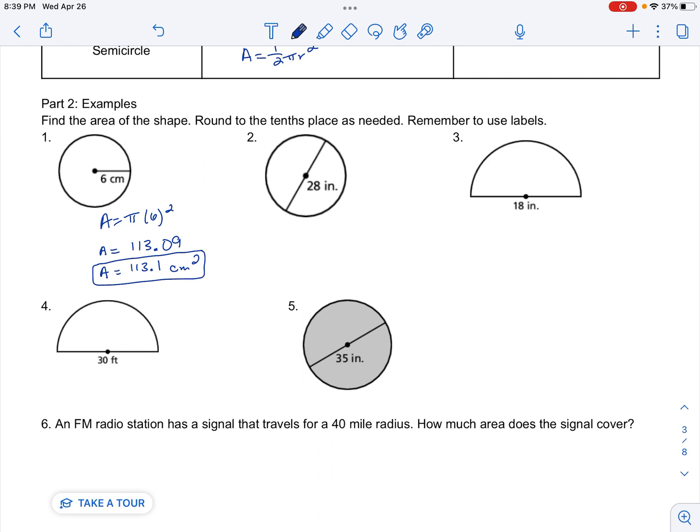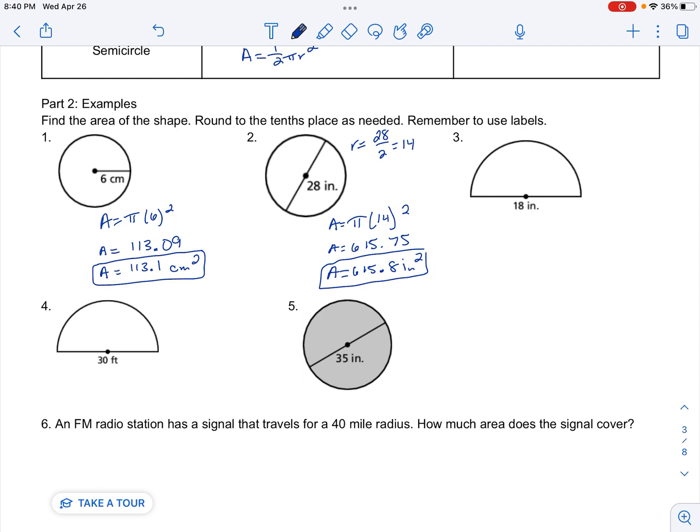On number 2, that 28 is the whole distance, which means that I have to cut that in half. So my radius is really 14. So once again, subbing this all into the calculator at once. And I will get 615.75. Again, rounding, so 615.8 inches squared.